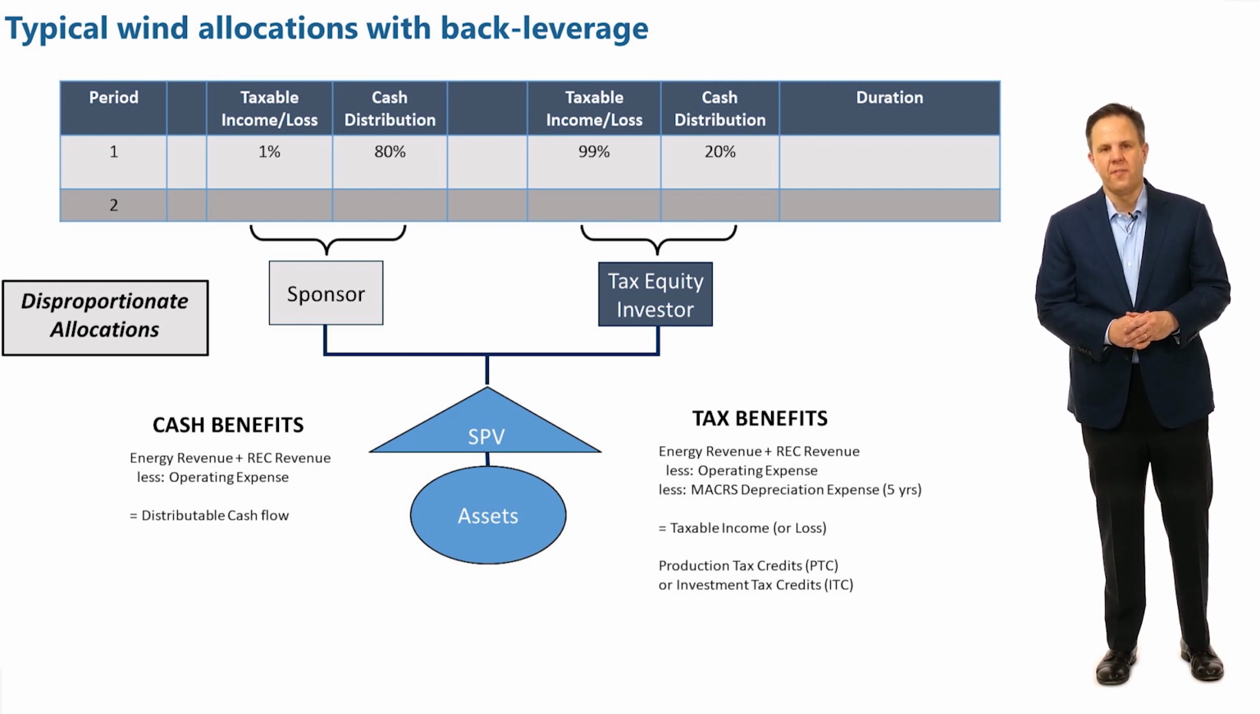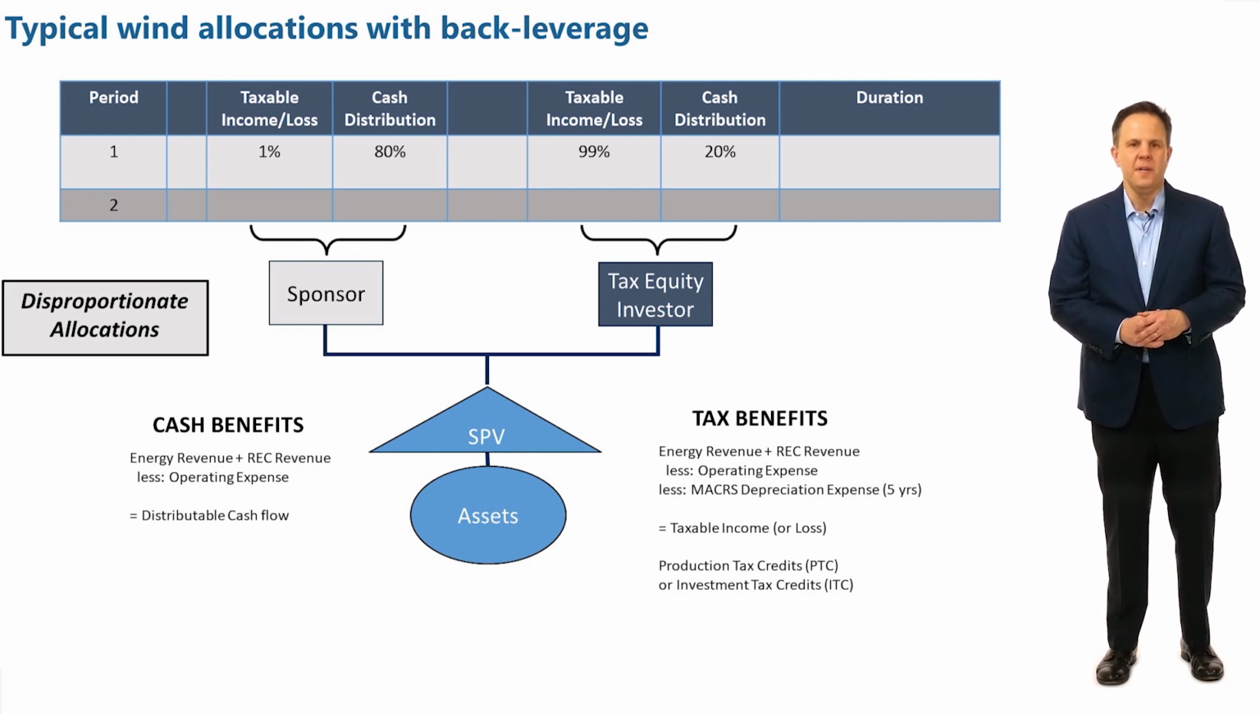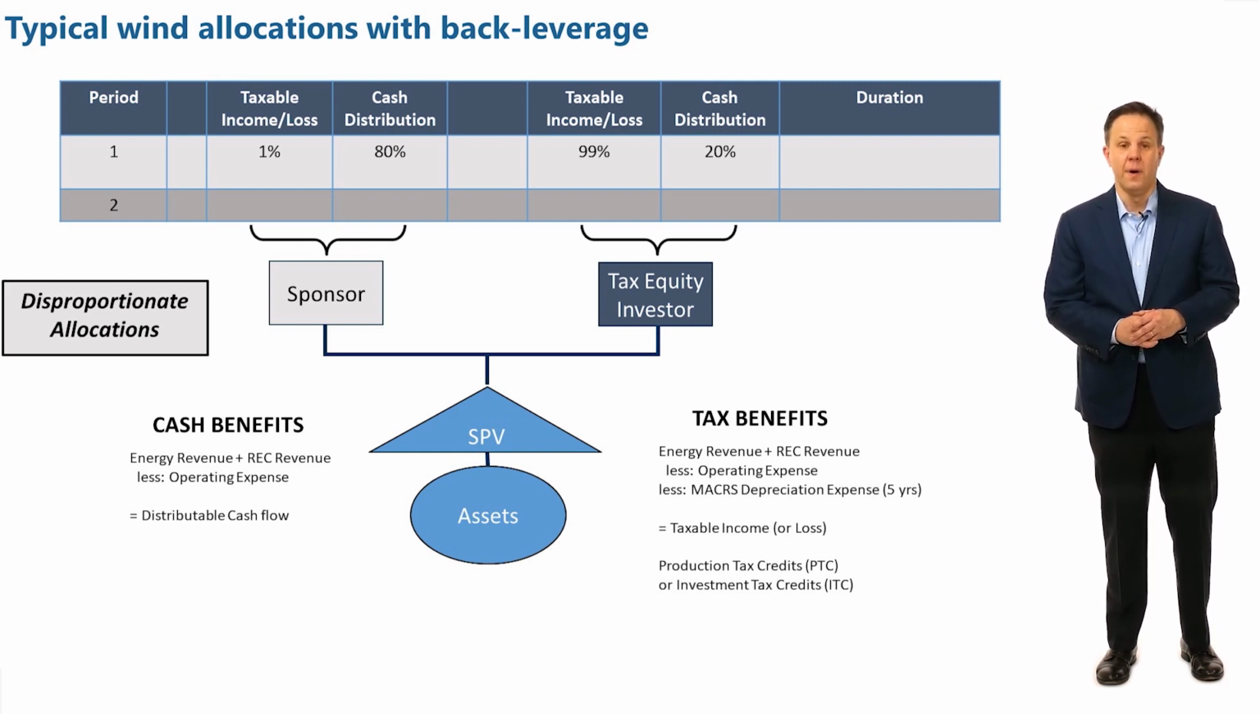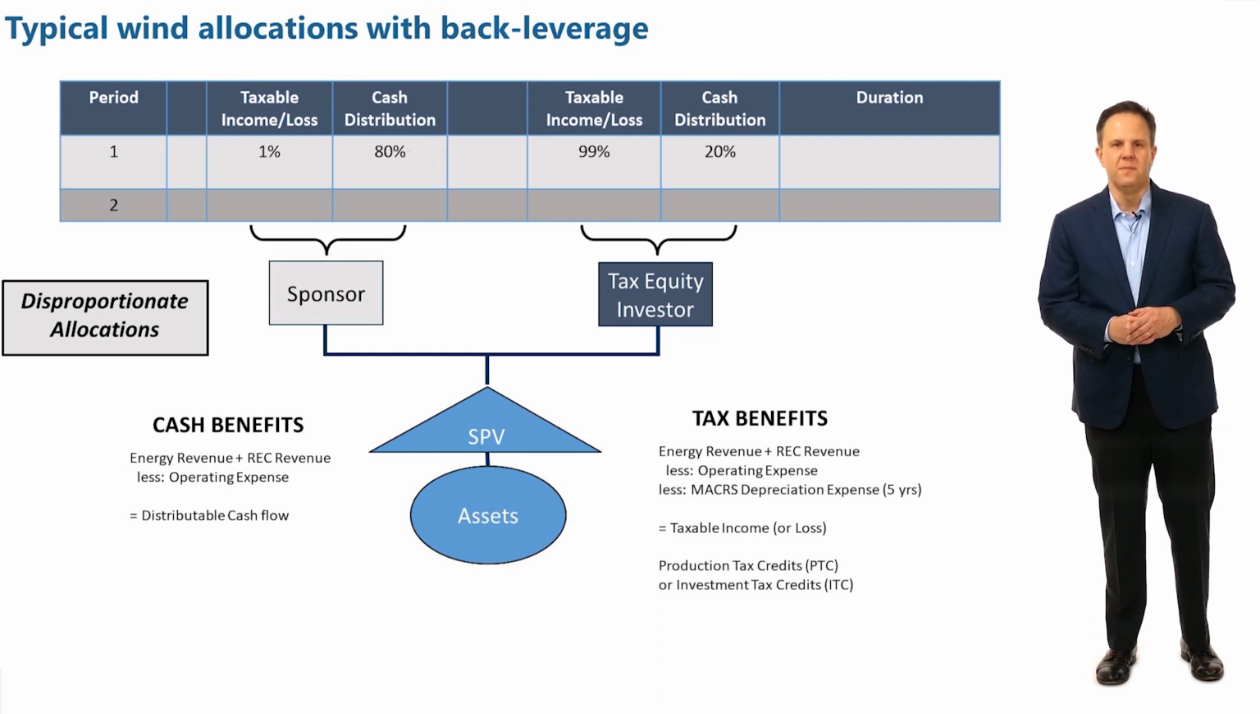This relates to a safe harbor ruling from the IRS stating that the developer needs to maintain a minimum 1% interest in all partnership items, including the tax credits. A common cash sharing arrangement in period 1 is 20% to the tax equity investor and 80% to the sponsor, but there are considerable variations in the market with respect to these allocation levels.